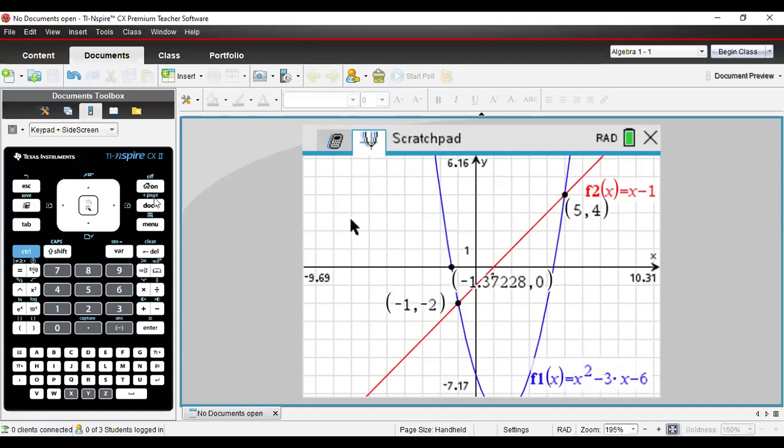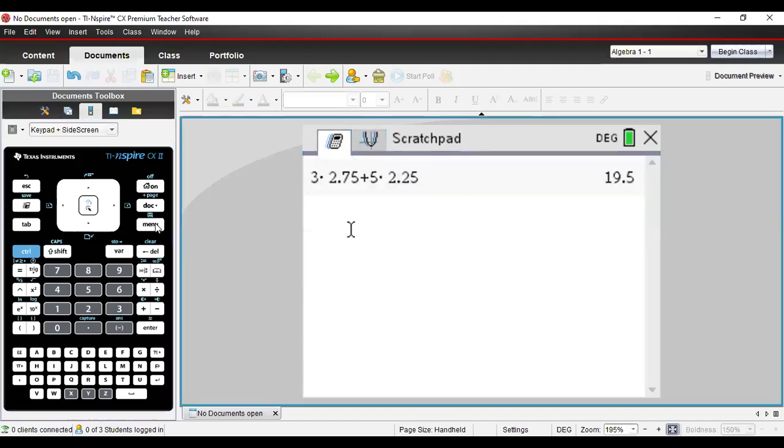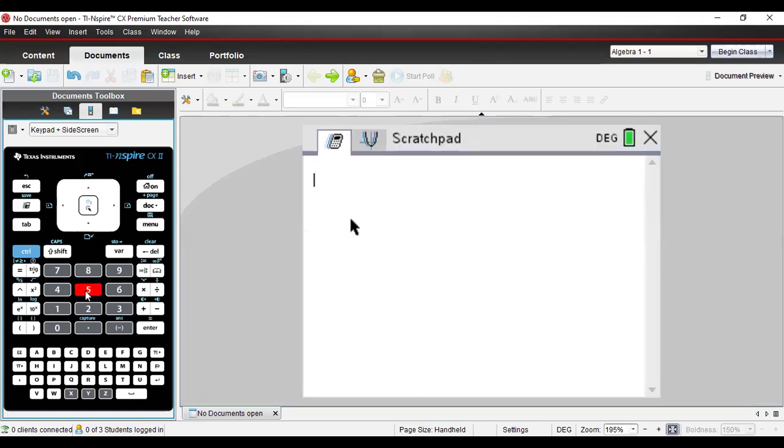Right here. I am going to go to the home screen, and let me go menu 15 and get rid of this. So I'm just going to put that $3 times 2.75, right? And parentheses, and then I'm going to do plus $5 times 2.25, because that's how much she said a donut costs. And I'm going to see how much this costs. Okay, so this is saying that's going to be $19.50.